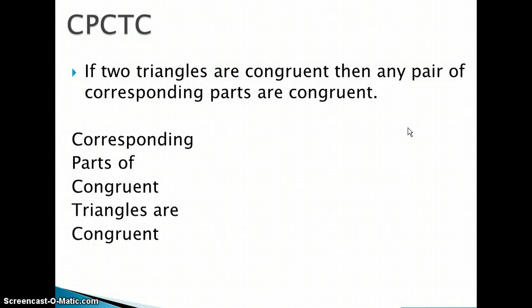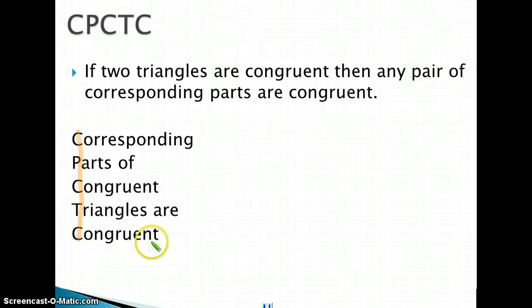Our first concept is called CPCTC, and it says if two triangles are congruent, then any pair of corresponding parts are congruent, whether they be segments or angles. The abbreviation we're going to use for this concept is CPCTC, but you have to know what it stands for: corresponding parts of congruent triangles are congruent.